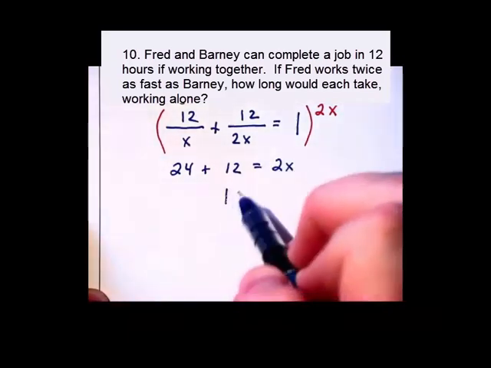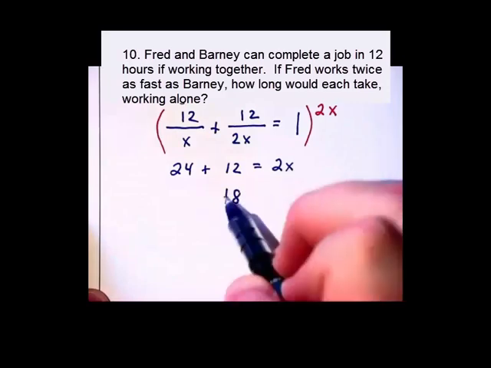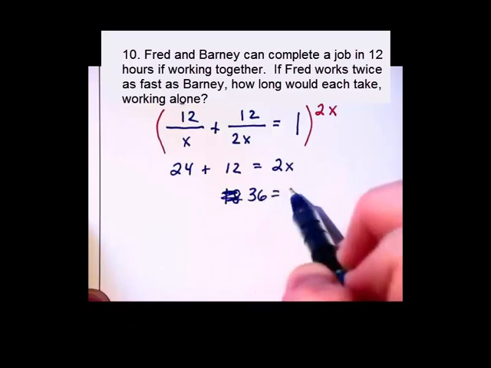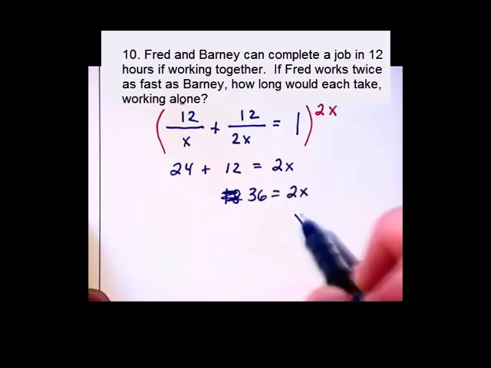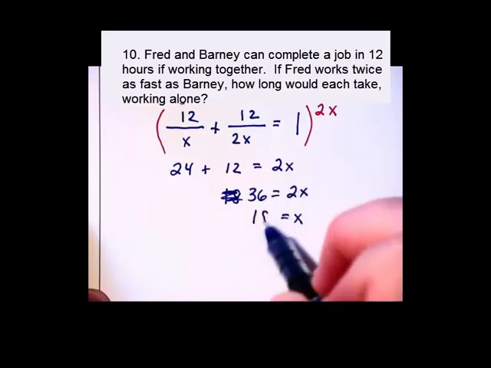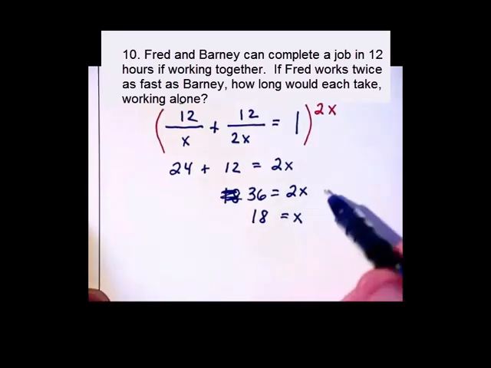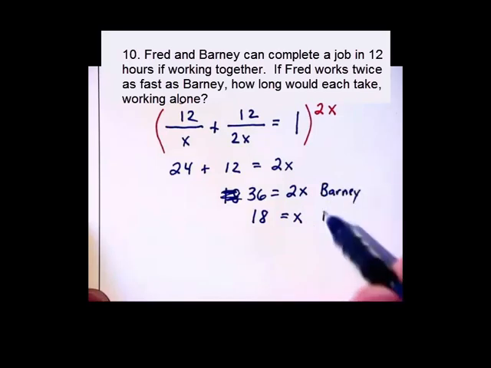We get 36 is equal to 2x. And dividing by 2, we get 18. You can see I was already at the answer here. 2x, that would be Barney. And x, that would be Fred.